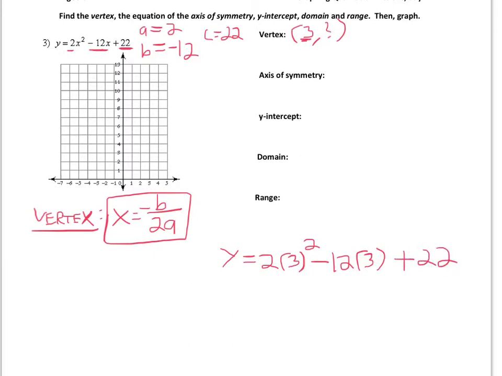Then I just use order of operations to evaluate this. I know I would evaluate this first. 3 squared, that's not 6. 3 squared is 3 times 3, which is 9. So I have 2 times 9 minus.